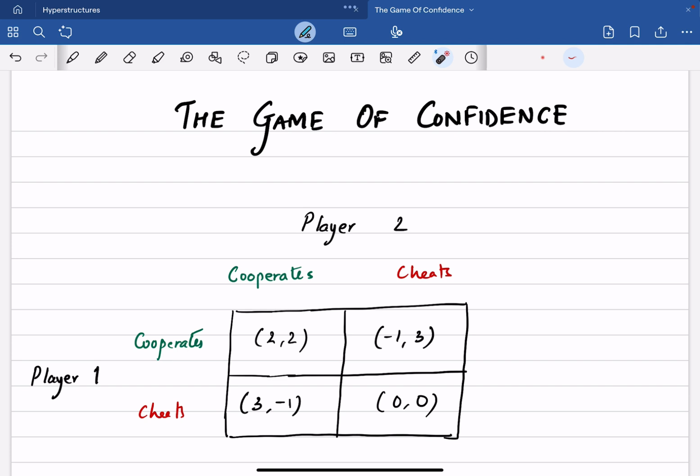Suppose I'm player one. Okay. Now, if player two decides to cooperate, then what is my best strategy? Well, if player two cooperates and I cooperate, I gain 2 points. And if player two cooperates and I cheat, then I get 3 points. So, in fact, if player two cooperates, then my best strategy is to cheat if I want to maximize my gain.